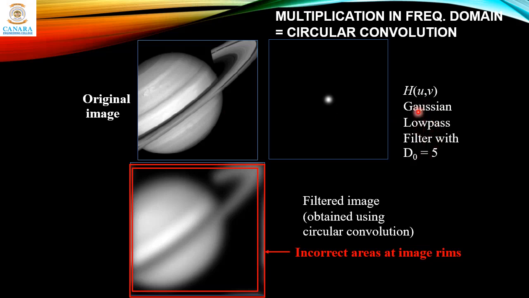So we'll come back to this topic later. Okay, what is a Gaussian filter and what is this kind of representation?